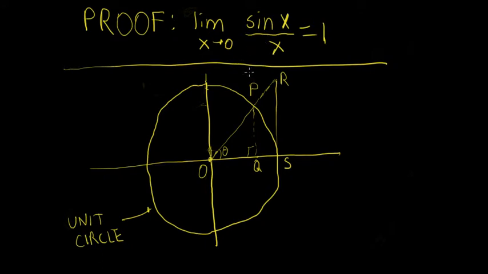In this video, what we're going to do is use the squeeze theorem to actually prove that the limit as x approaches 0 of sine of x over x is 1. The first thing I want to draw your attention to here is this unit circle, or what's supposed to be a unit circle. I know it may not look like a circle, but it's supposed to be the unit circle here.